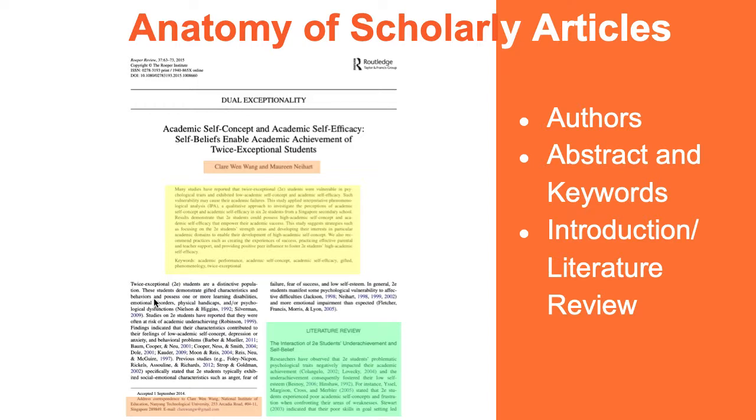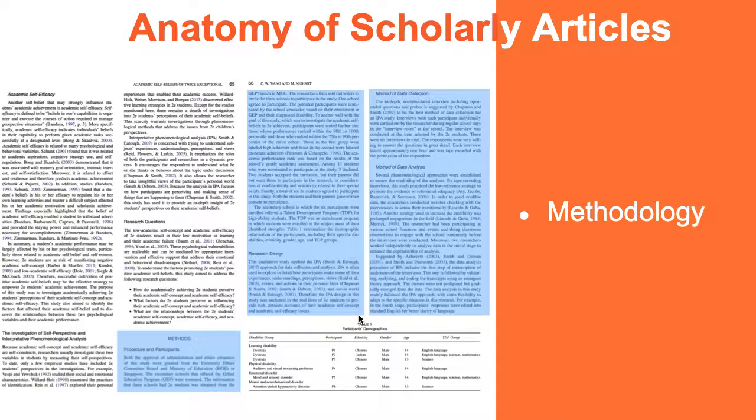Then there is an introduction and literature review. And you can see the introduction is without color, and the green highlight starts the literature review. The literature review reviews the research that has already been conducted on this topic. So it helps frame and provide a foundation of the research that is going to be done. It gives sort of a background of what has been found on this topic already.